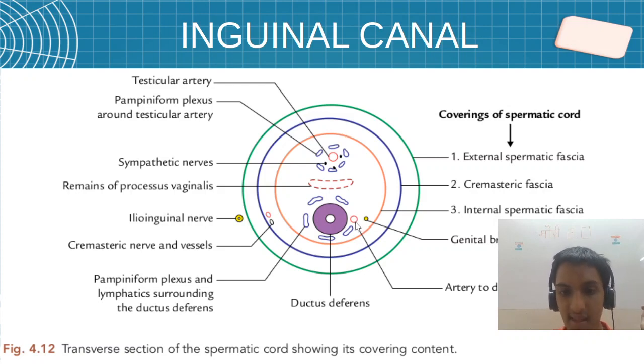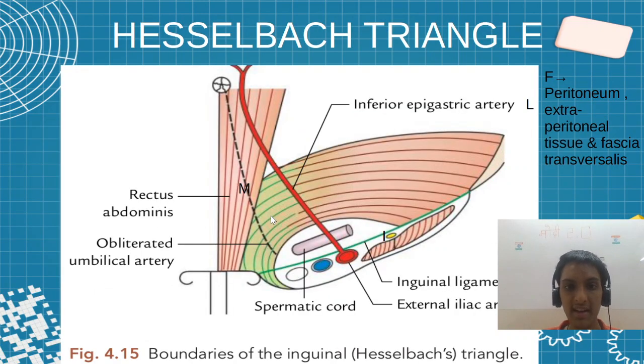This is the artery supplying that. This is the genital branch of the genitofemoral. This is the ilioinguinal nerve, the cremastric nerve and the vessels. This is about the spermatic cord. Next, let us see about the Hesselbach triangle, the boundaries and contents.